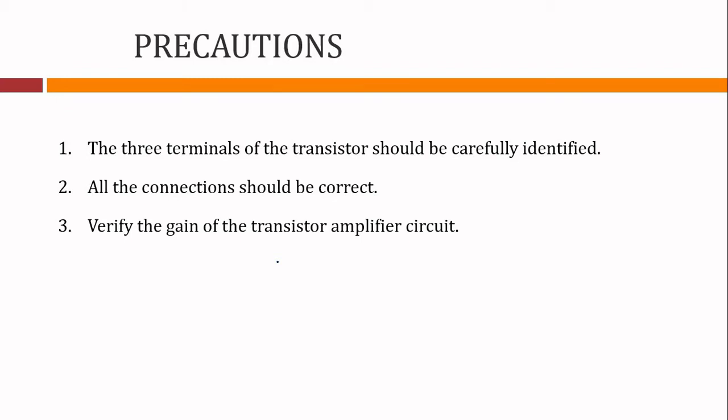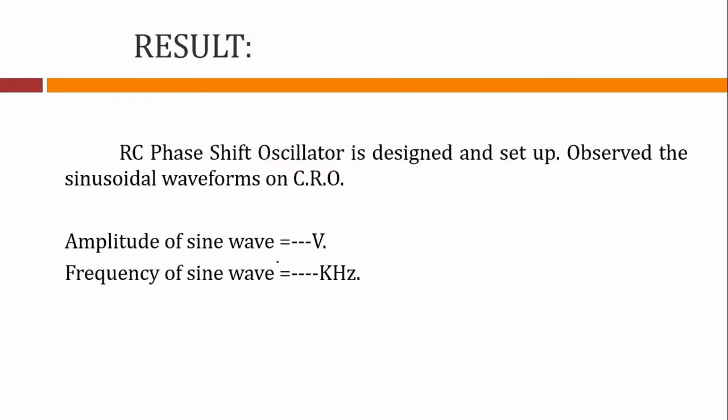Second, all the connections should be correct. You have to use a continuity tester using the multimeter function, and then you have to verify the gain of the transistor amplifier circuit. It has to be greater than 29. And then results, you have to observe the output waveforms on CRO, and you have to write down the amplitude and the frequency of the sine wave.